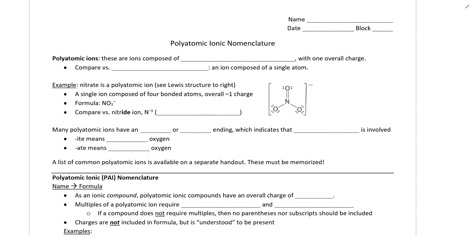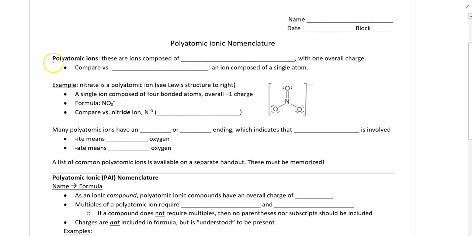All right, now that we've got some foundational knowledge about ionic compounds as a whole, we also need to look a little more closely at some other types. The first one we learned about was binary ionic compounds. We're going to branch out a little bit and learn about this new one called polyatomic ionic nomenclature.